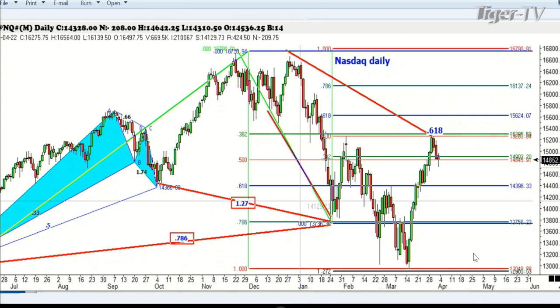And, of course, bonds just keep going lower and lower and lower. We're getting close to 139, folks. 139.08 in the bonds is the 1.618 expansion. Write yourself a little ticket on that one.